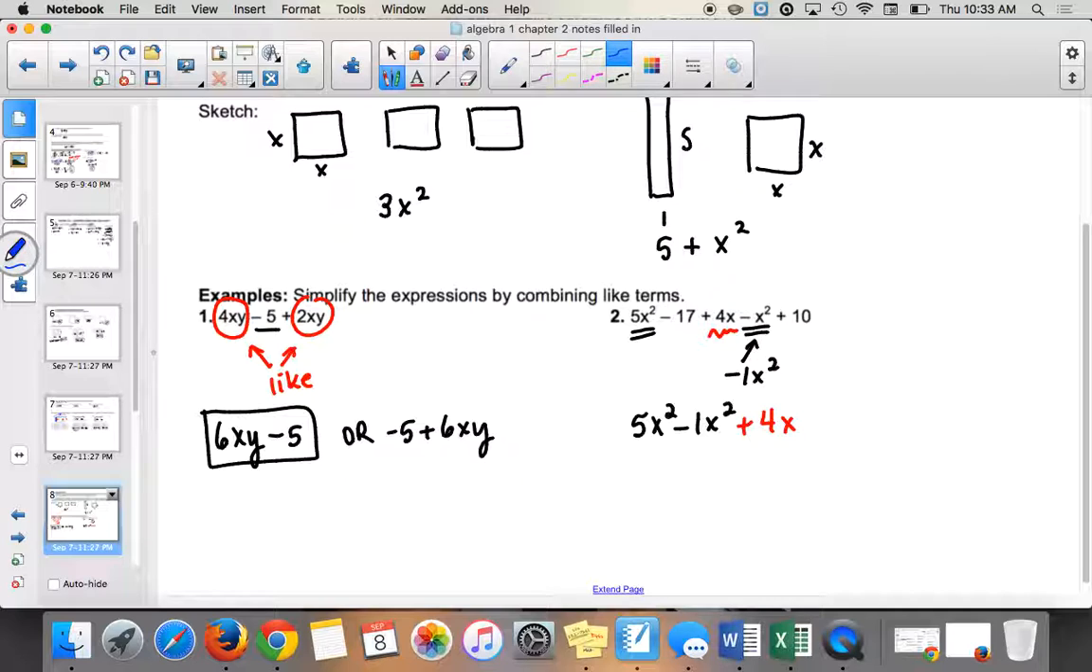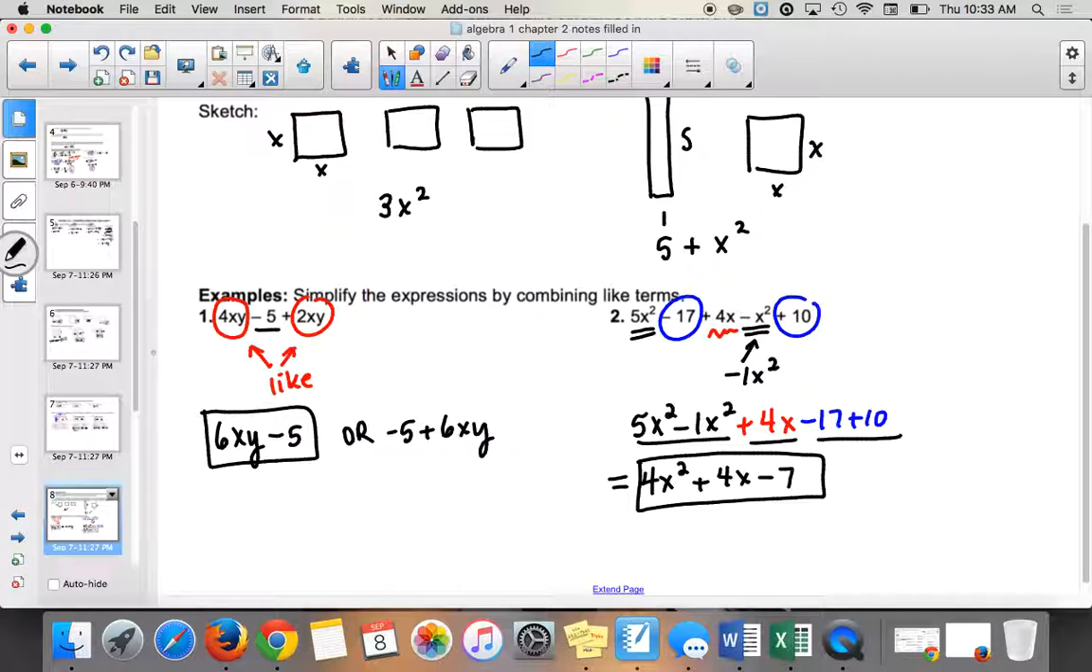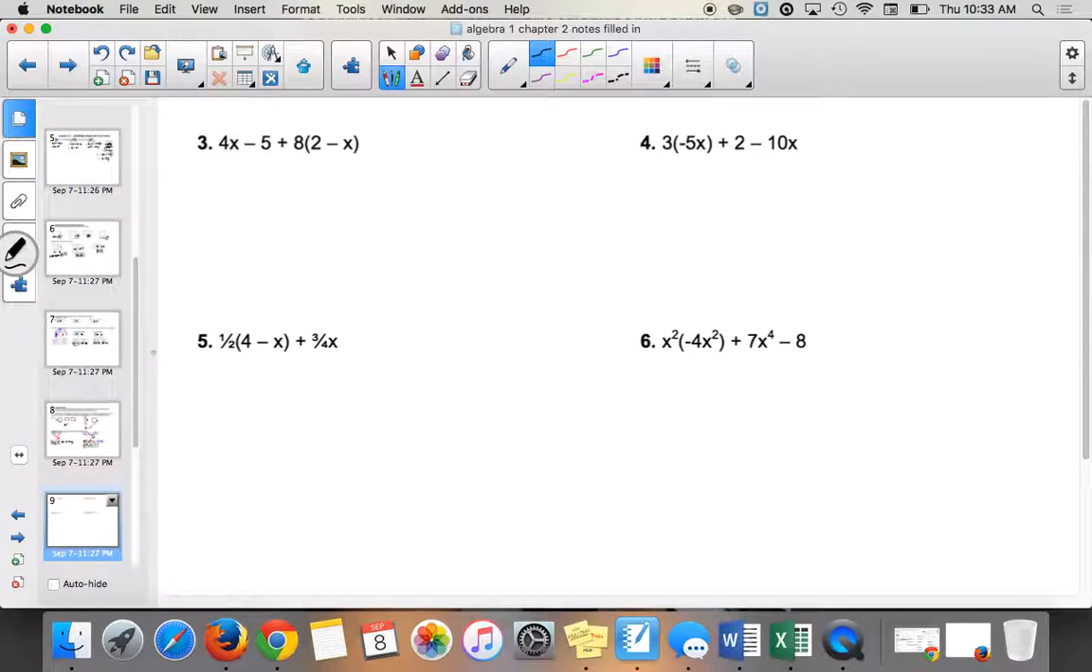And then the last ones are the minus 17 and plus 10. So if we're combining our like terms, our 5x squared minus 1x squared makes 4x squared, and then we still have the plus 4x. And then our negative 17 plus 10 is going to be negative 7. So that would be our final answer. Okay? All right, so go ahead and try the next one.